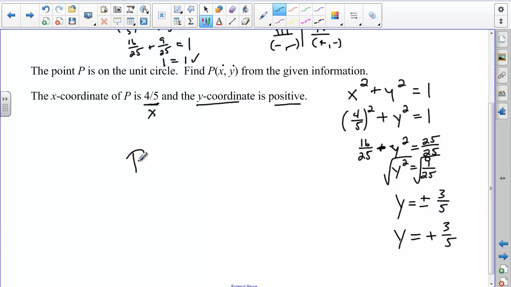And so my point P has coordinates 4/5 and 3/5. And it's also located in the first quadrant. So that kind of is helpful.